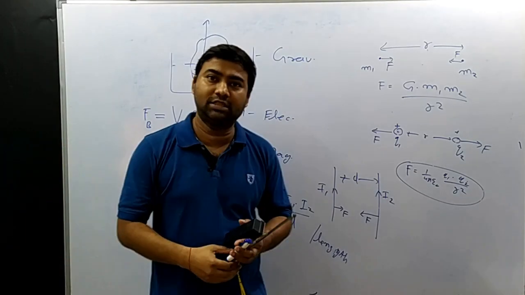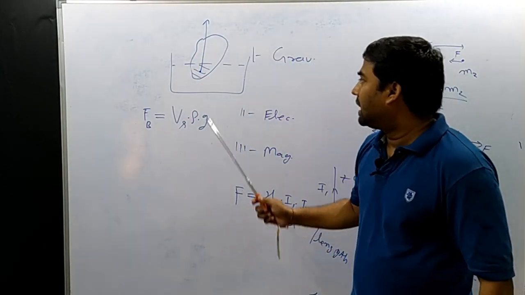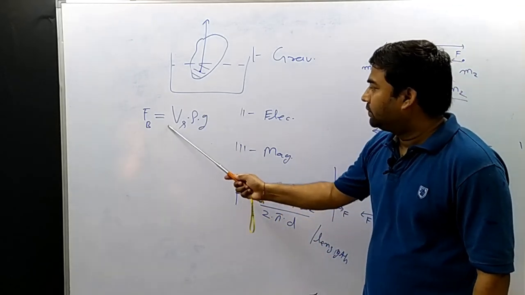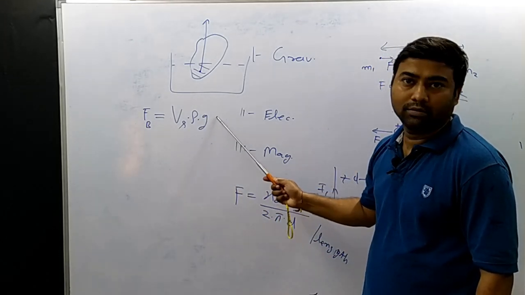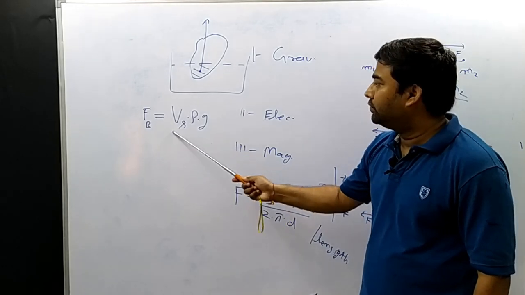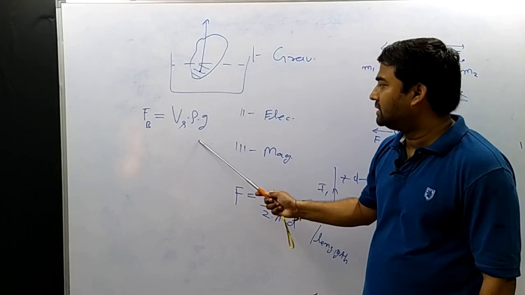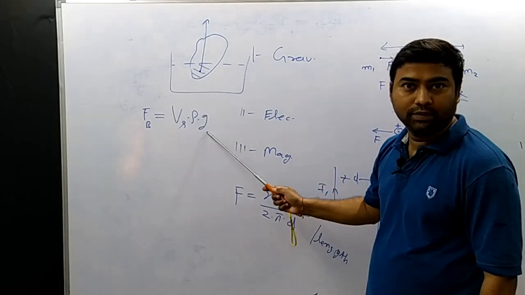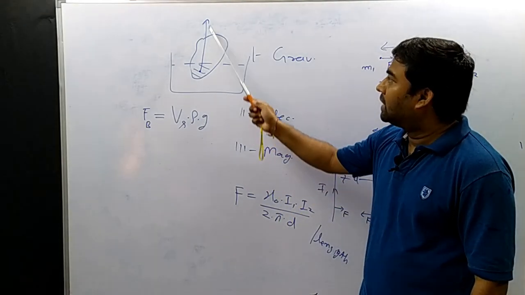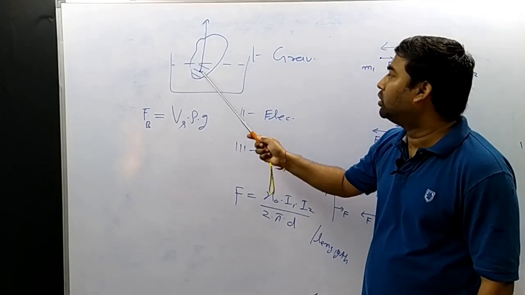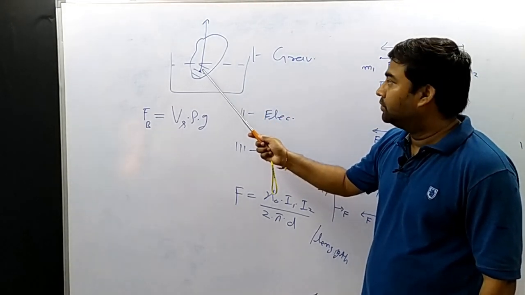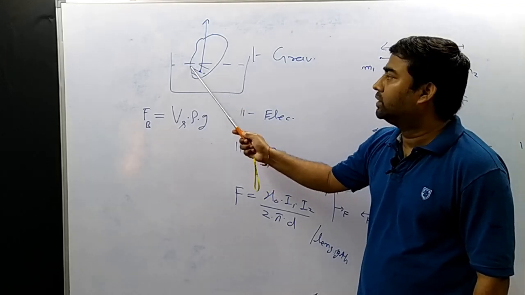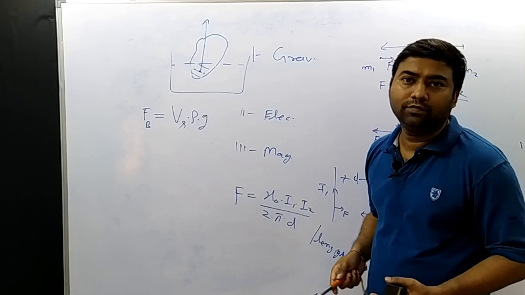As per Archimedes law, force of buoyancy is the weight of displaced water. It is equal to the weight of displaced water, which is submerged volume into density of water into gravity. Direction will be upward and its point of application will be the center of gravity of the submerged part of the body. This is buoyancy force.